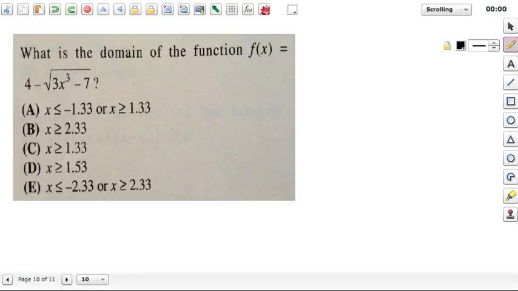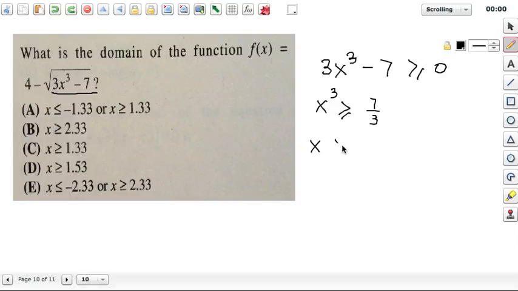This is the last question. And again, pause the video and try this on your own and then run the video. So this is very similar to the last one. For the domain of the function, 3x cubed minus 7 has to be a positive number. 3x cubed minus 7 must be greater than or equal to 0. So solving for x, x cubed must be greater than or equal to 7/3.